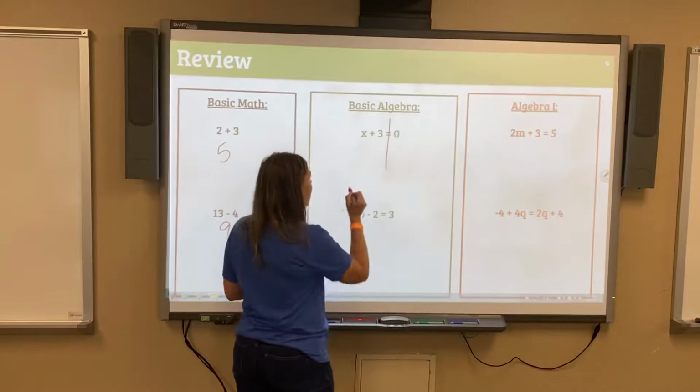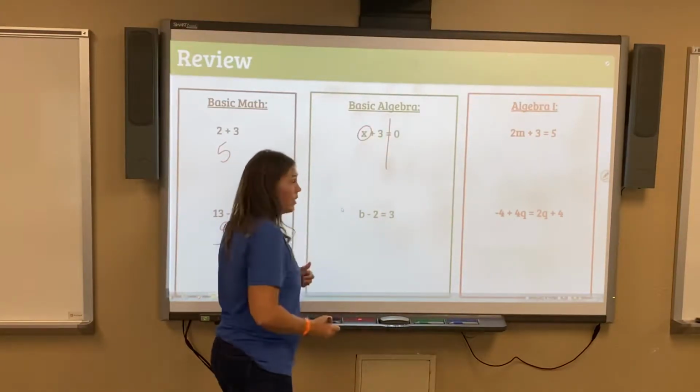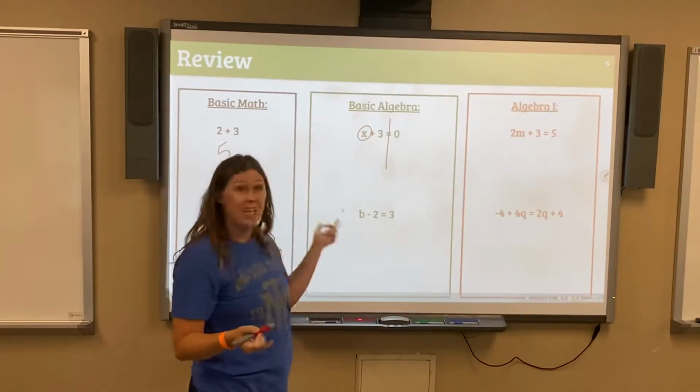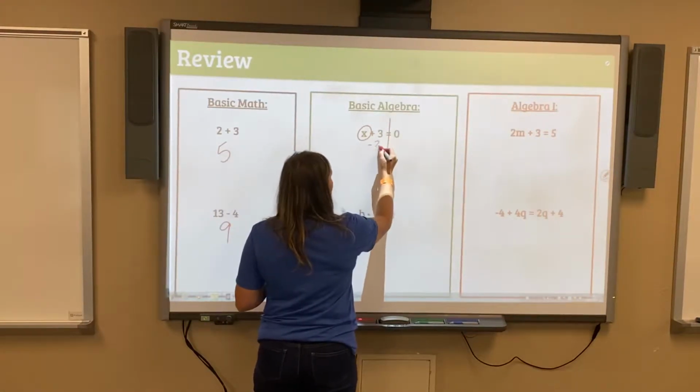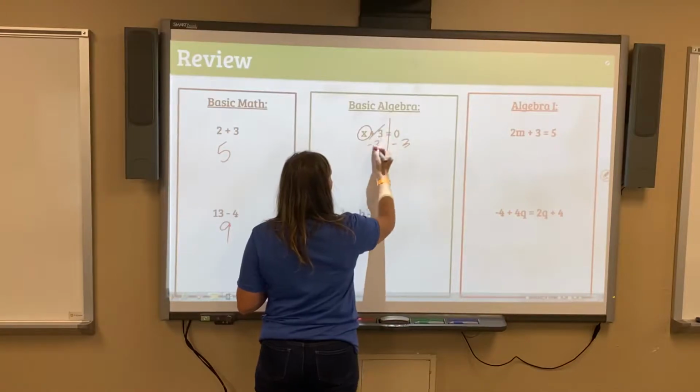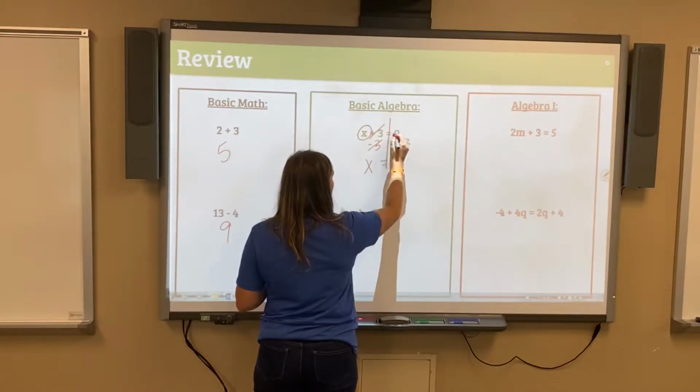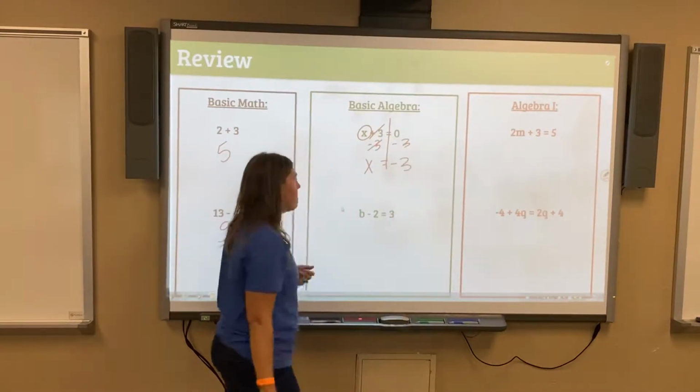Okay, I like to draw my line. We're solving for our variable, whatever variable. In this case, it's x. So we have to undo our subtraction by adding our 3. Cancel, cancel. X is equal to 0 minus 3, which is negative 3.